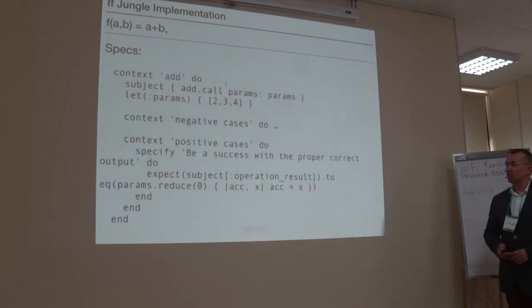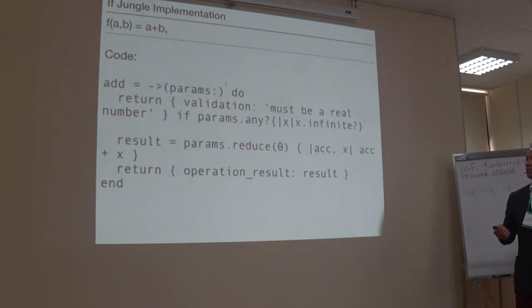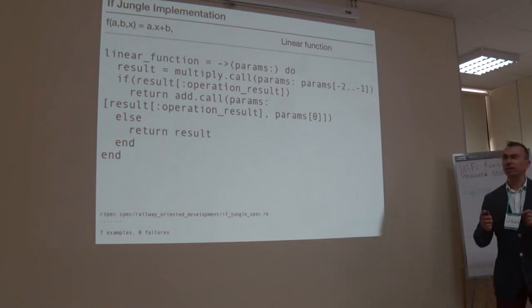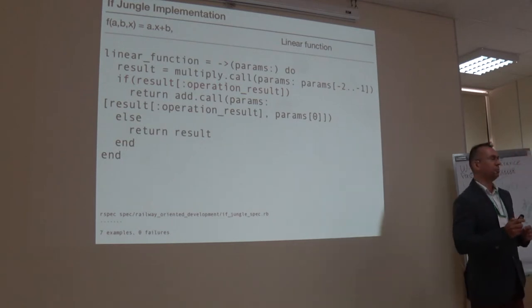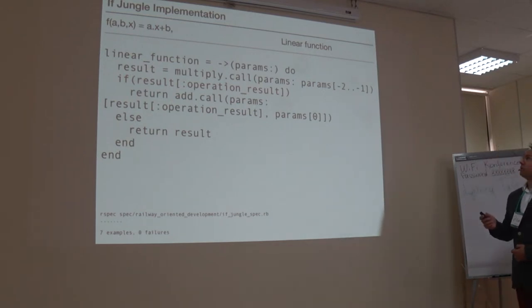The positive case is simple, because we expect to sum all these numbers. And the implementation is we continue our code with summing all these numbers. So don't forget that we are heading toward the implementation of the linear function. The next step for the linear function would be the multiplication operation. I'm not going to show it because it would be boring. So now I'm going to show you the whole linear function.